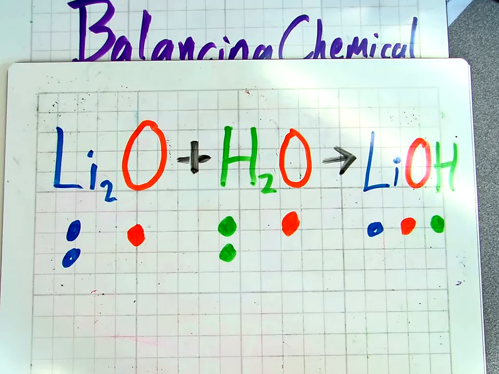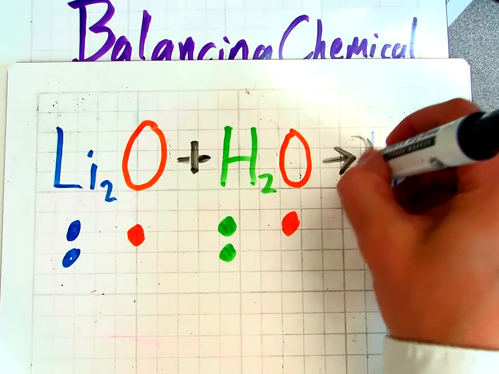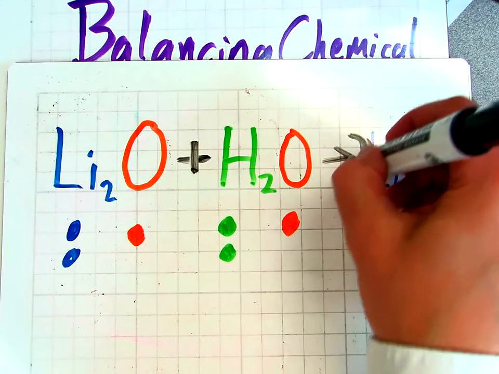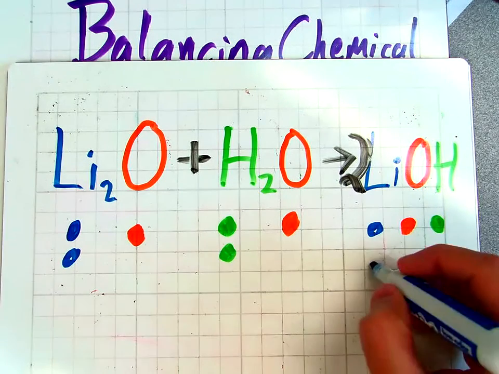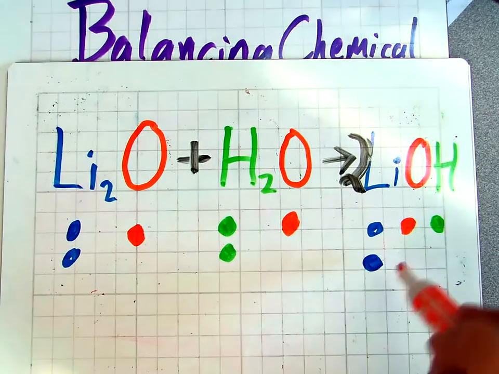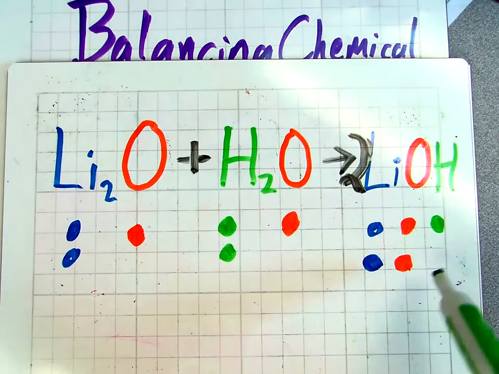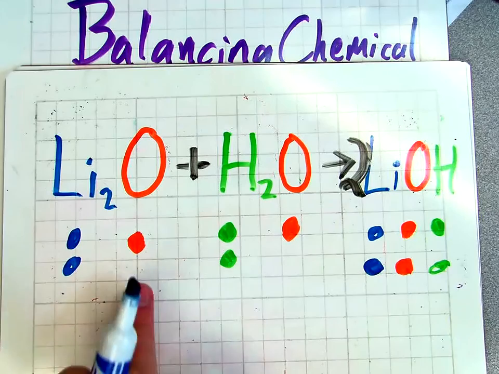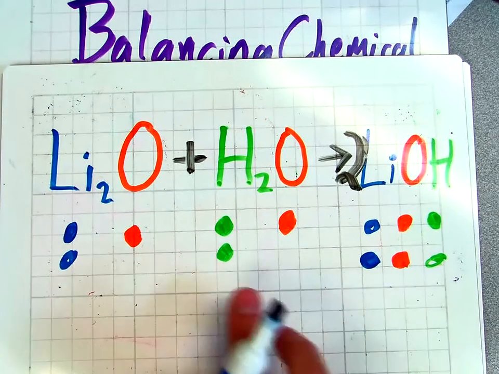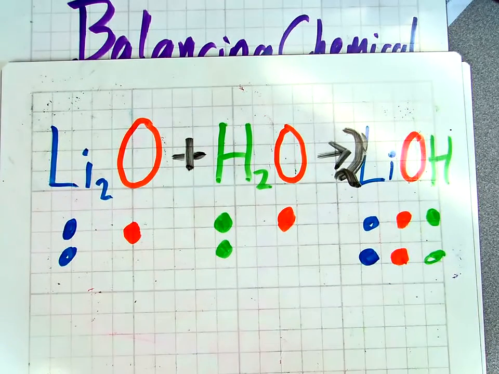This is a fairly simple one. All we need to do is add a 2 here to multiply all these by 2. So instead of producing 1 lithium hydroxide molecule, we're going to produce 2. And now we have our 2 lithium, 2 lithium, 2 oxygen, 2 oxygen, 2 hydrogen, 2 hydrogen. Okay, so that's what a simple one's like. Here's one that's a bit harder.